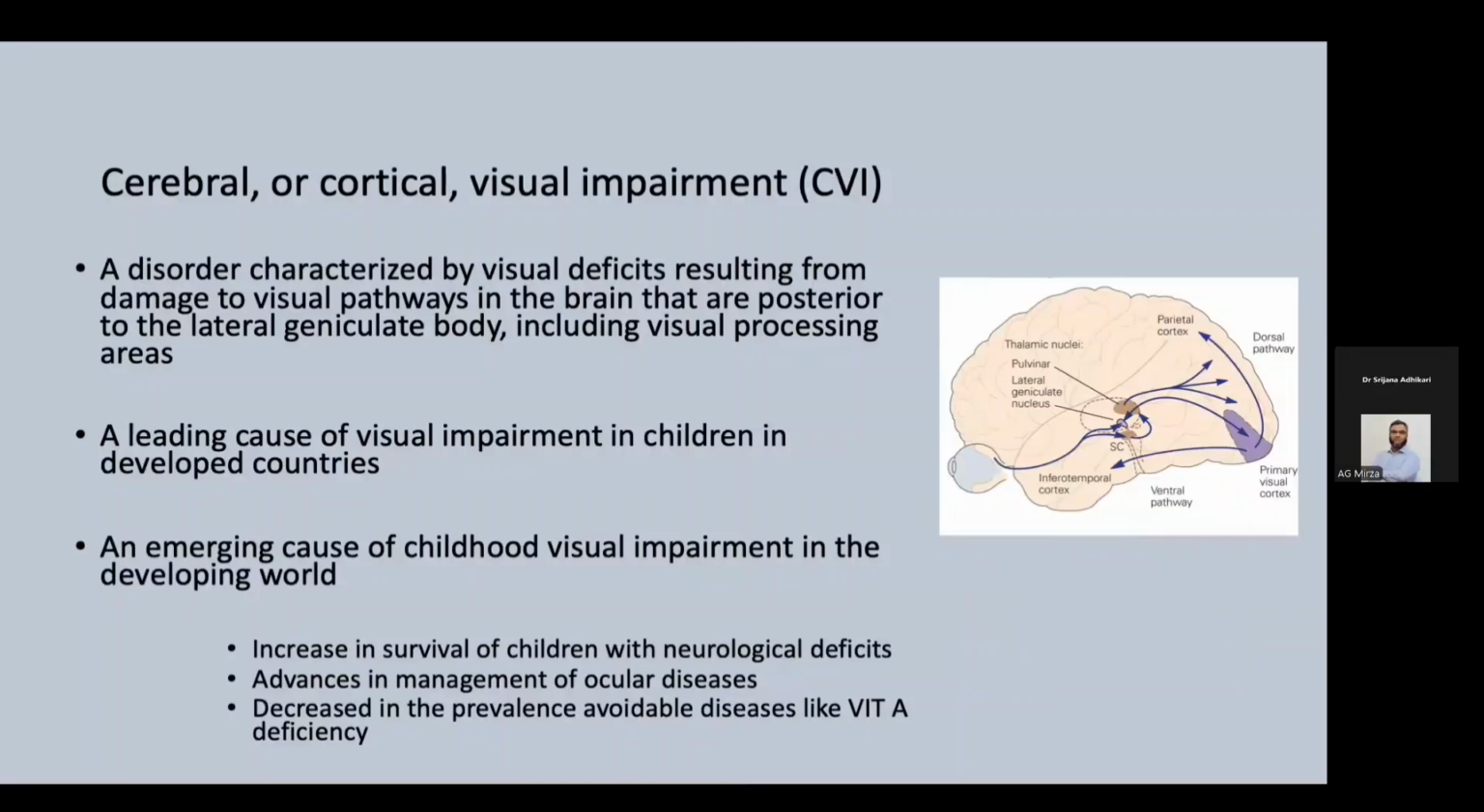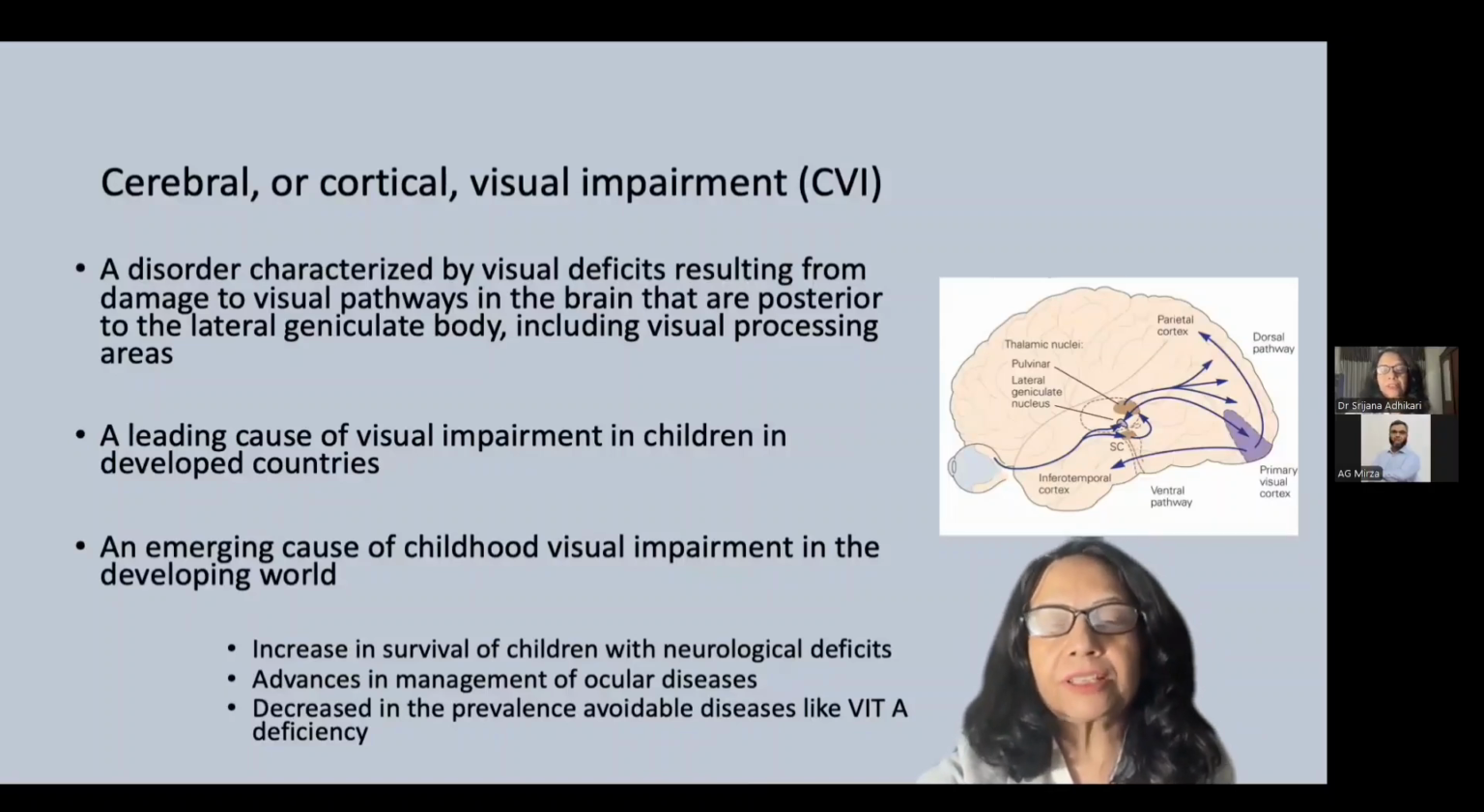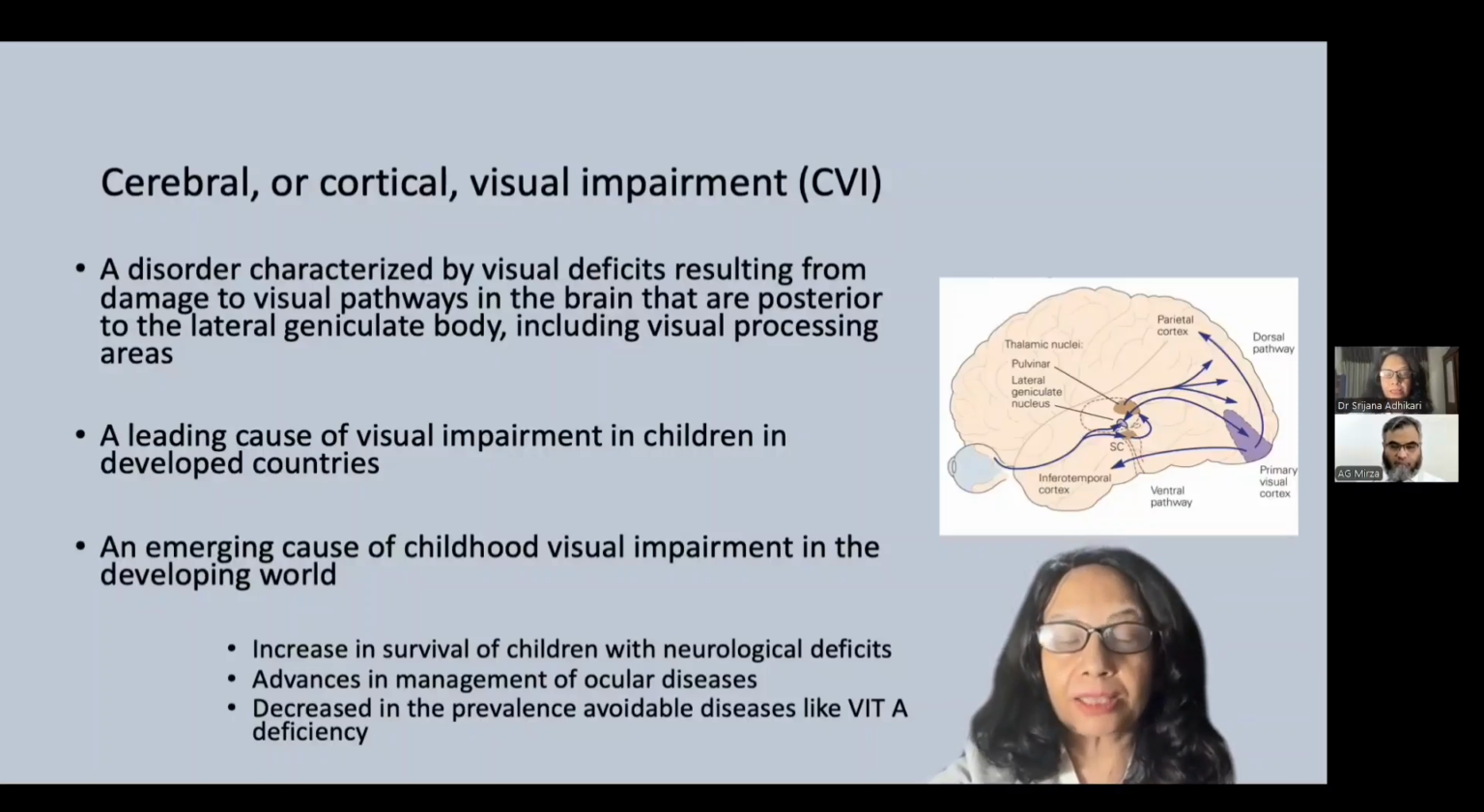It is a leading cause of visual impairment in children in the developed countries, but it is an emerging cause of childhood visual impairment in the developing world because there is an increase in the survival of children with neurological deficits. There are advances in the management of ocular diseases and a decrease in the prevalence of avoidable diseases like vitamin A deficiency. Previously, it used to be corneal scars or vitamin A deficiency in the developing world, but these days cortical visual impairment has become a leading cause of visual impairment in children.